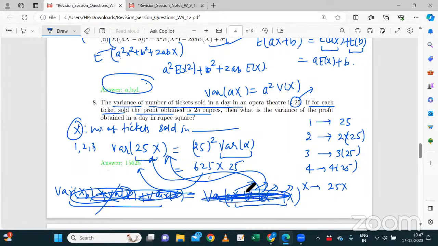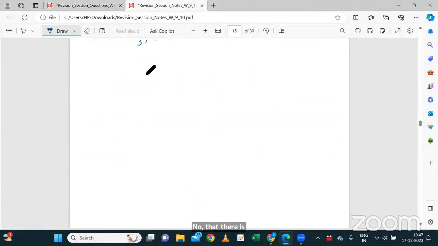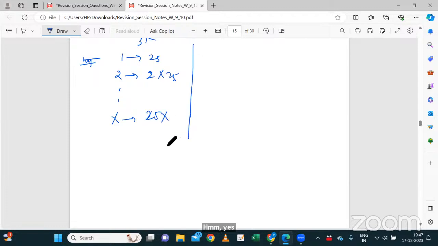As per my approach, for one ticket the profit is 25. For two tickets the profit is 2 into 25, right? Similarly, for X number of tickets, it will be 25 times of X. Now we have to find the variance of 25 times of X.